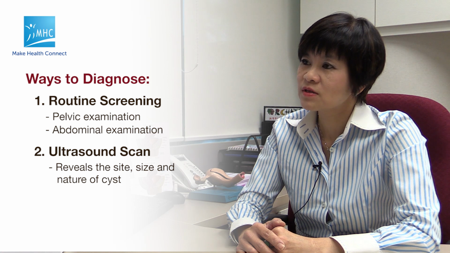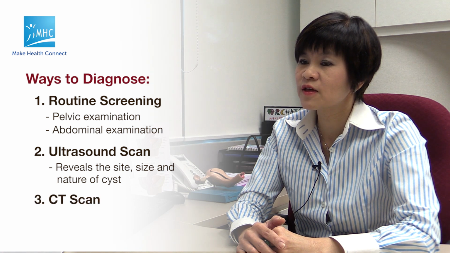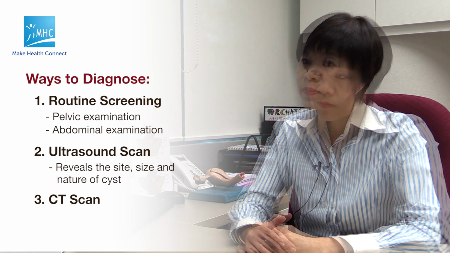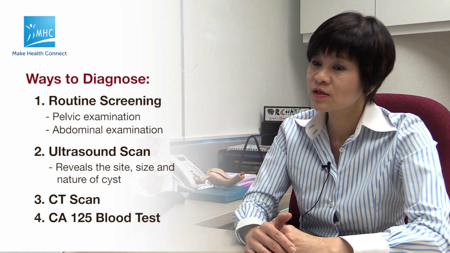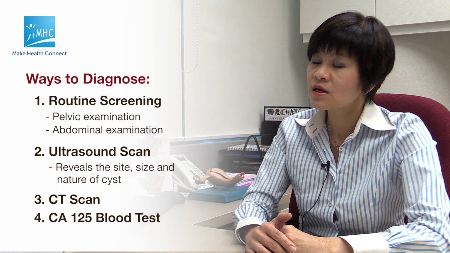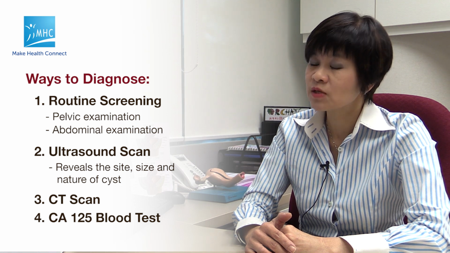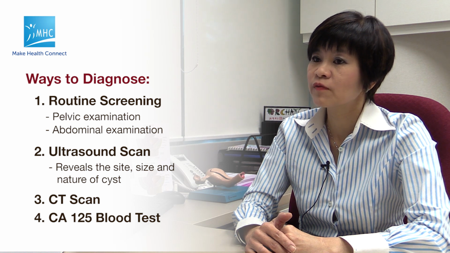Apart from ultrasound scans, we sometimes have to do a CT scan, especially when we think that the ovarian cyst has the potential of being malignant, or it is suspected of being malignant. The other test that we also order is a blood test called CA125. CA125 is actually a non-specific marker, but it will be highly raised in a patient that has ovarian cancer.